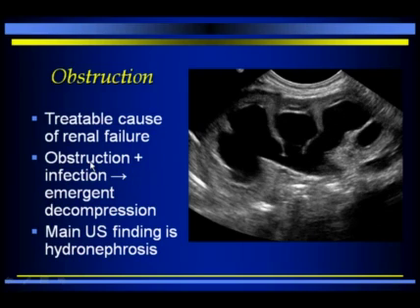In the setting of obstruction, one often sees dilated calyces. If there's obstruction together with infection, that's a reason for emergent decompression of the kidney, and the main ultrasound finding for obstruction is hydronephrosis.